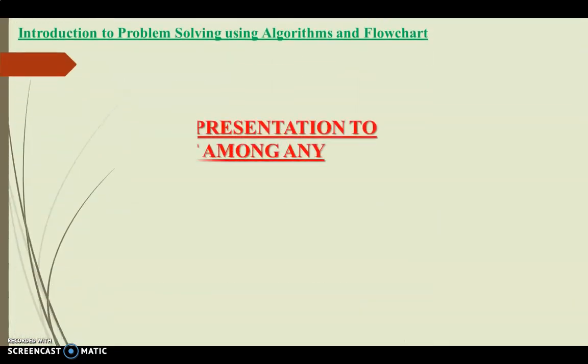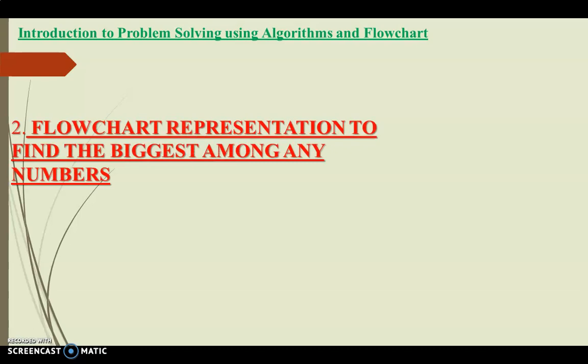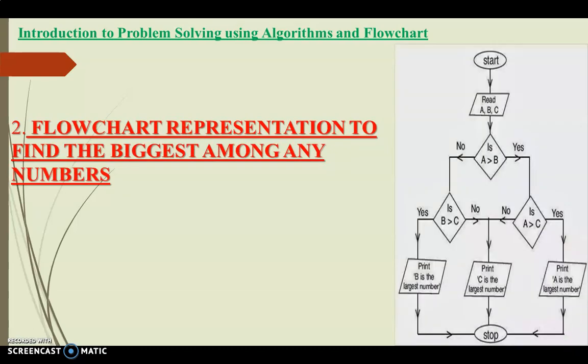Now let's see the biggest among three numbers. Start in oval shape, read A, B, C in parallelogram, then is A greater than B? In the decision box we can see a right arrow and a left arrow. If A is greater than B, yes, then A is checked with C. If A is greater again, yes, A is the greatest and it is printed. If no, then C is the greatest.